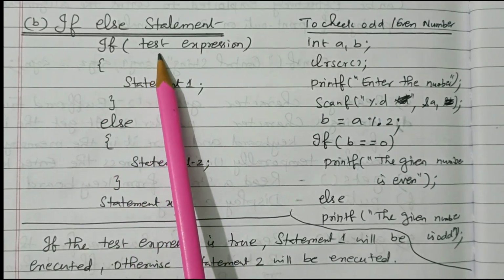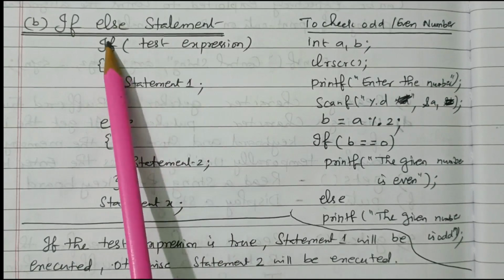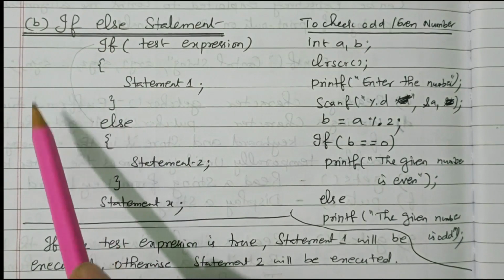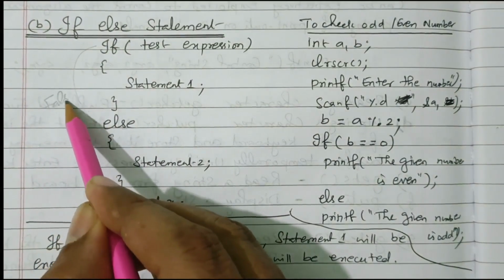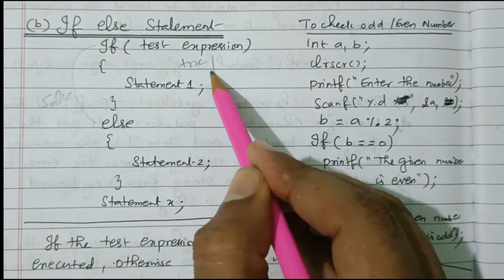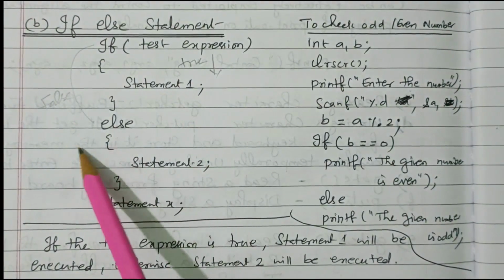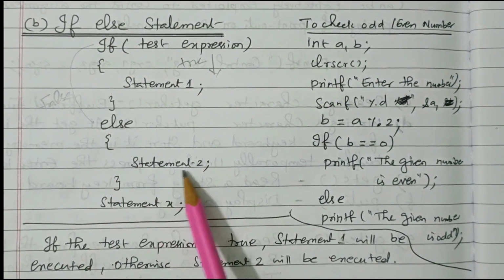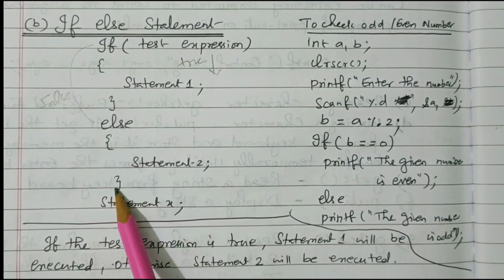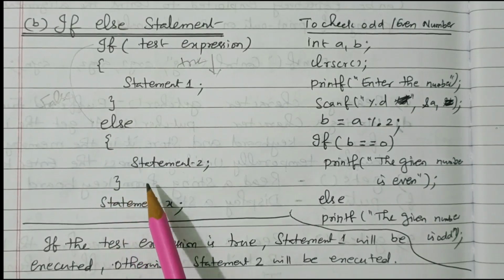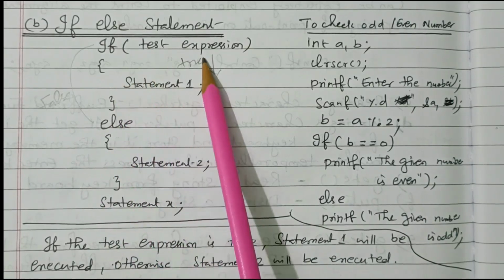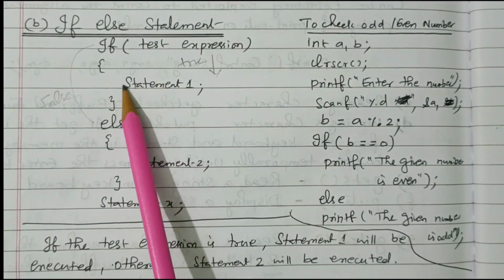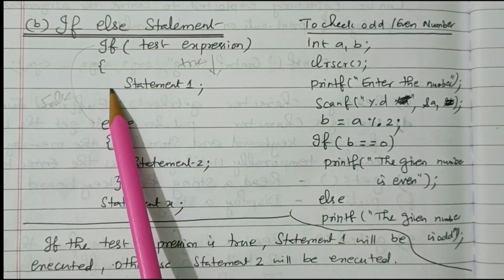Suppose the test condition is false. If the condition is false, the control will go to the else part. If it is true, it will execute this statement. False means it will go to the else part. Again here we have a set of statements, statement 2, available between opening and closing braces. Right, so it is very clear. The test condition is given. If the test condition is true, statement 1, the set of statements available between braces, will be executed.